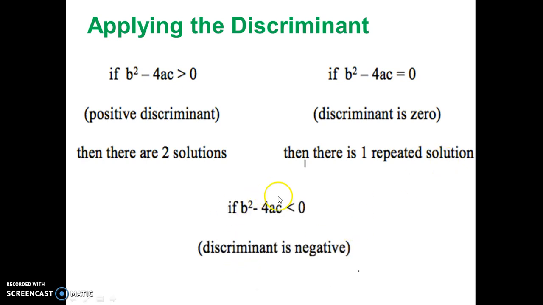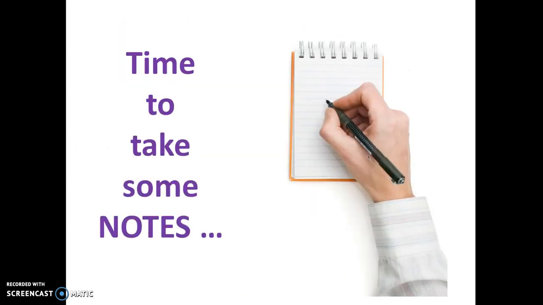And finally, if the discriminant is less than 0, that means if it's a negative number, that means we have a negative under the root sign. Well, you know we cannot take a root of a negative number. Then there are no real solutions, but there are something called imaginary solutions.